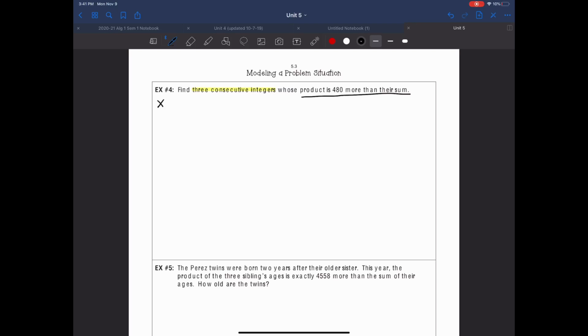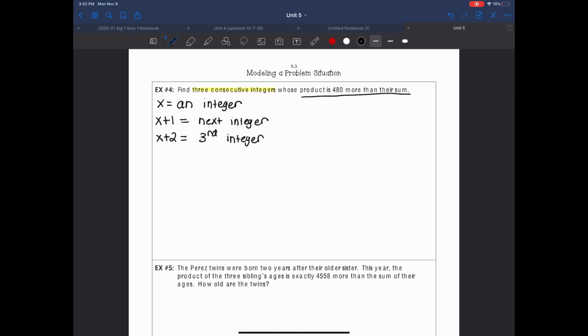So I'm always going to define an x, and I'm going to say that x here is just some random integer. Okay? And if I'm talking about consecutive integers, remember consecutive means one after the next. So the next integer is going to have to be x plus 1. And then the third integer is going to have to be x plus 2, because consecutive integers mean one after the next, so we're adding 1 each time to get to the next consecutive integer.